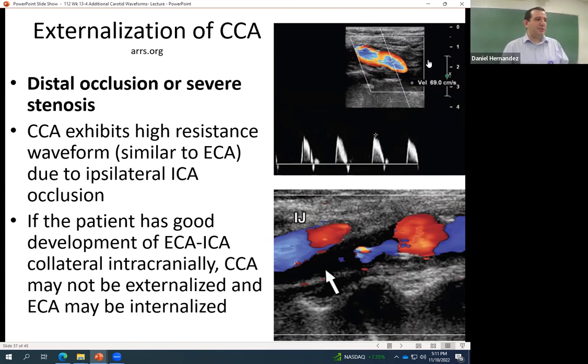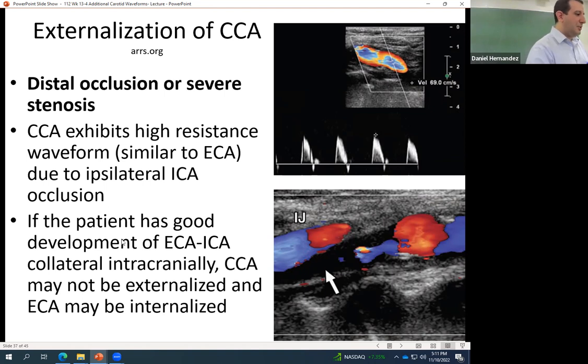So we can have externalization of the CCA. Our CCA becomes very high resistance, so we have a high resistance dampened waveform. We would see this in patients that have their ICA occluded on the same side.